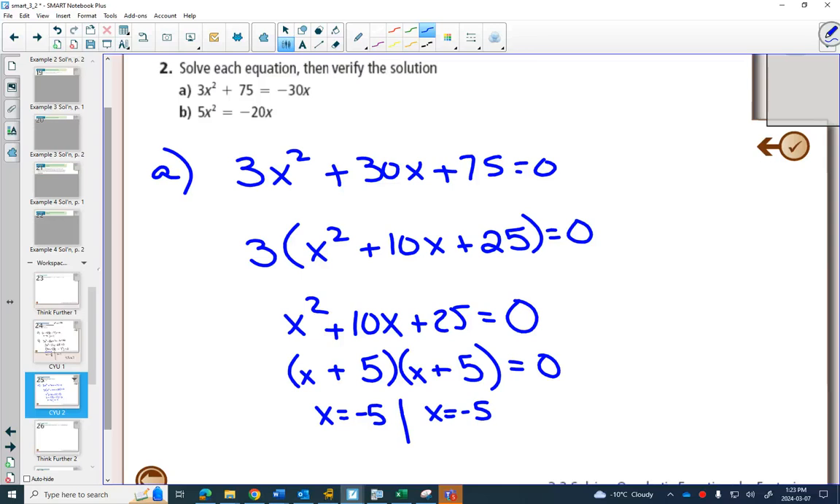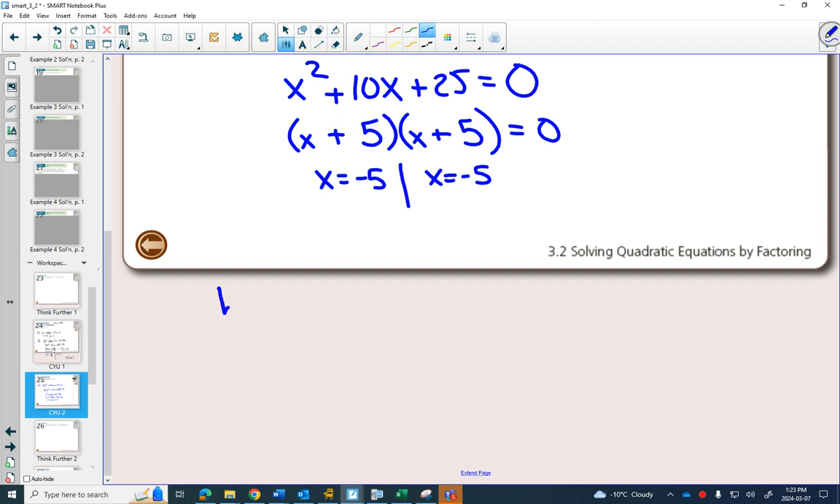And next year in grade 12, they will say the answer is negative 5 with a multiplicity of 2. It happens twice. And that affects the graphs sometimes later on. So it is important to talk about that. But technically, there is only one answer to this one. And the only answer is x equals negative 5. Part B.